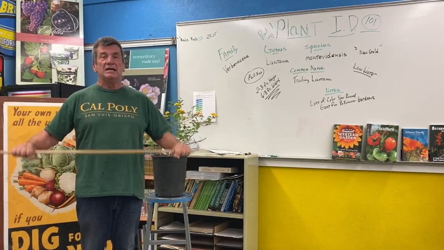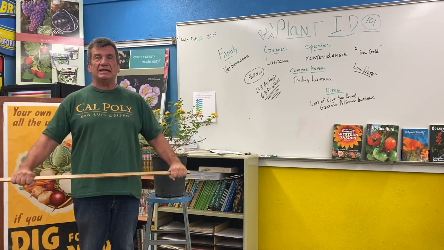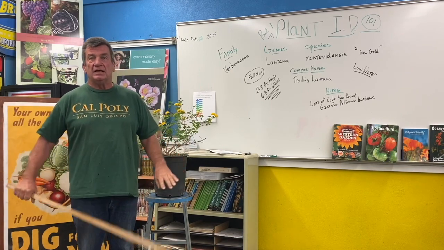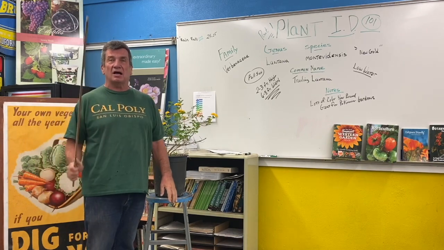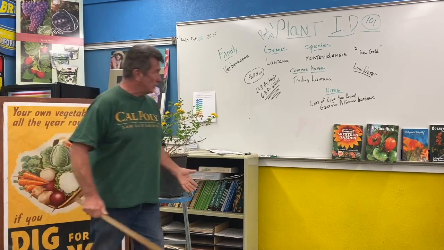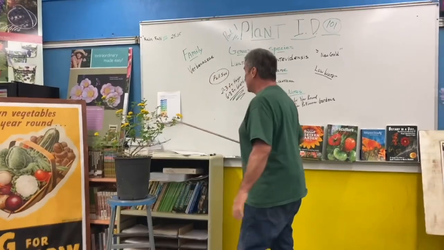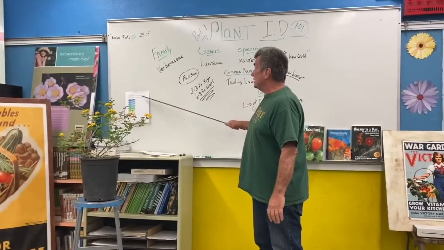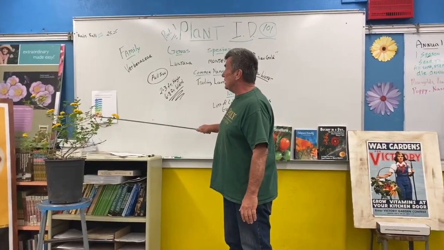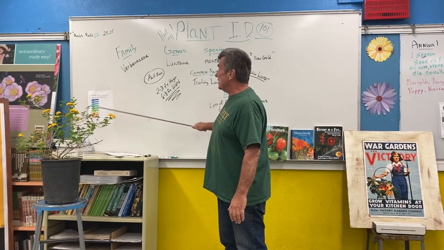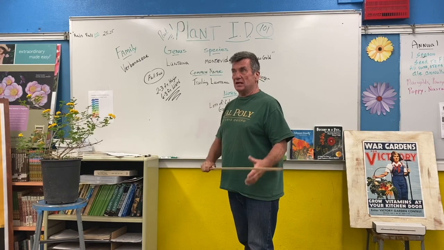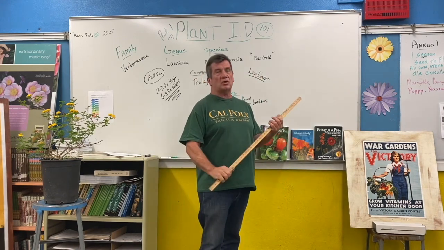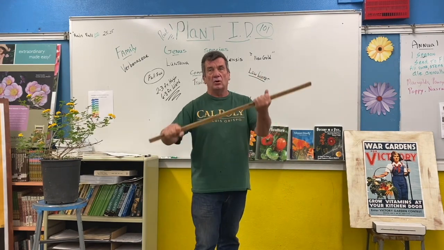Today is your first lesson on plant identification. And we can't do any plant identification until we start out with taxonomy. What does taxonomy mean? Well, you break it down over here, and it starts with life, domain, kingdom, phylum, class, order, family, genus, and species. Taxonomy is the science of naming and describing and classifying organisms.